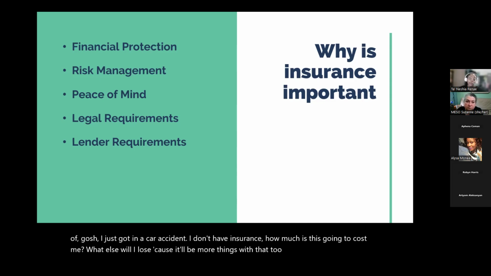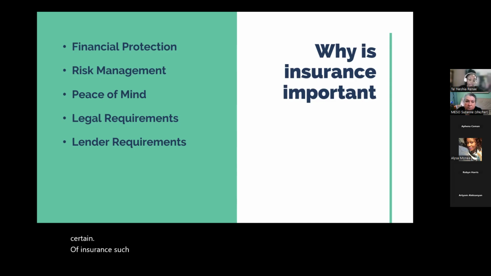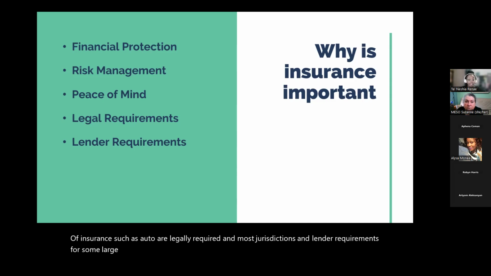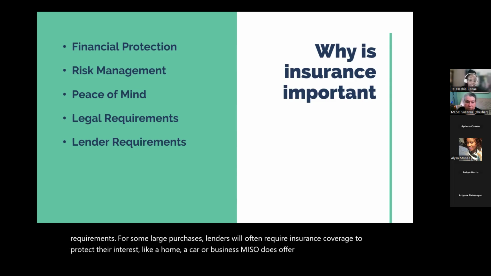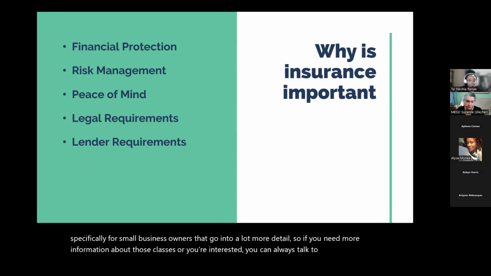Also, legal requirements, right? Certain types of insurance, such as auto, are legally required in most jurisdictions. And lender requirements: for some large purchases, lenders will often require insurance coverage to protect their interests, like a home, a car, or a business. MESO does offer insurance classes specifically for small business owners that go into a lot more detail. So if you need more information about those classes or you're interested, you can always talk to Suzanne.